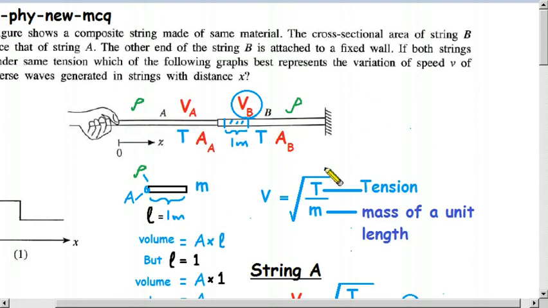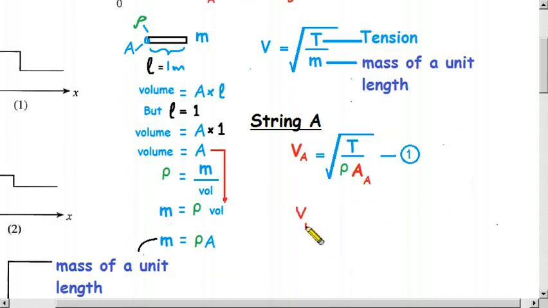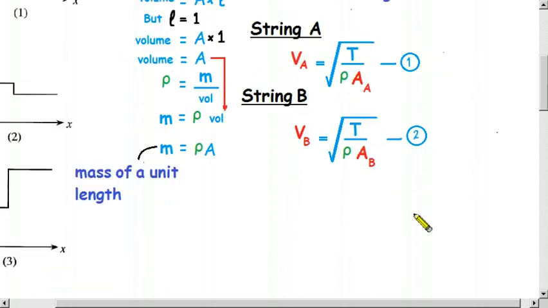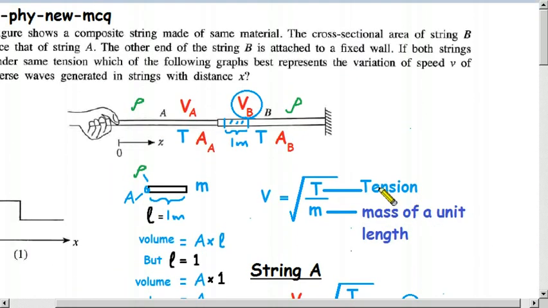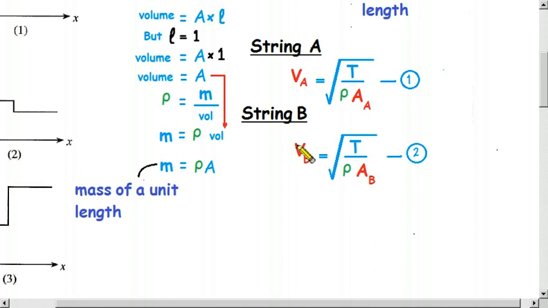In the same way, let us write the equation for string B. VB equals root of tension common, rho common, area of B. Now what we are going to find out is the velocity of B. We have two equations, so let us divide equation 2 by equation 1.